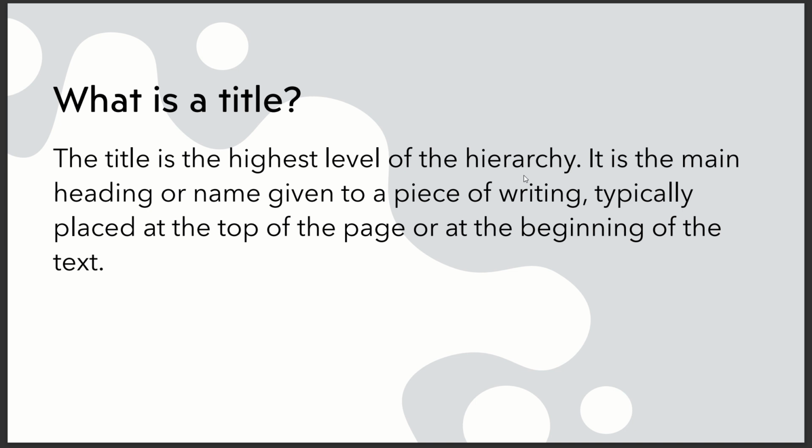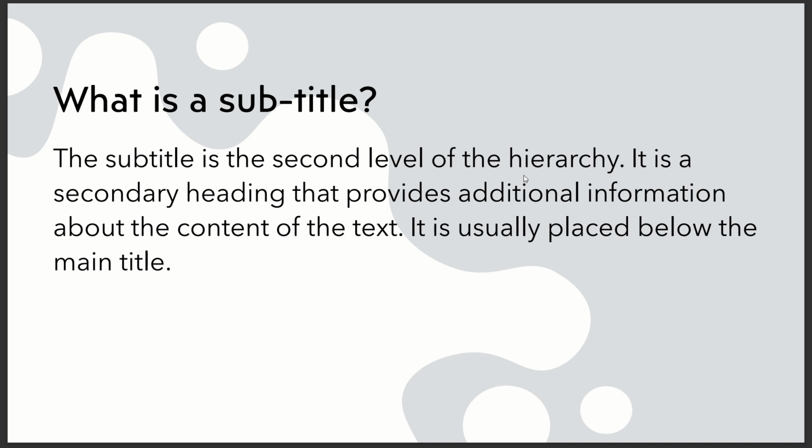After the title, we mostly have something else called a subtitle. Now, what is the subtitle? The subtitle is the second level of the hierarchy. It is a secondary heading that provides additional information about the content of the text, and it is usually placed below the main title. Some people also just say that the title is more general, while the subtitle is going to provide information about the focus of your paper.